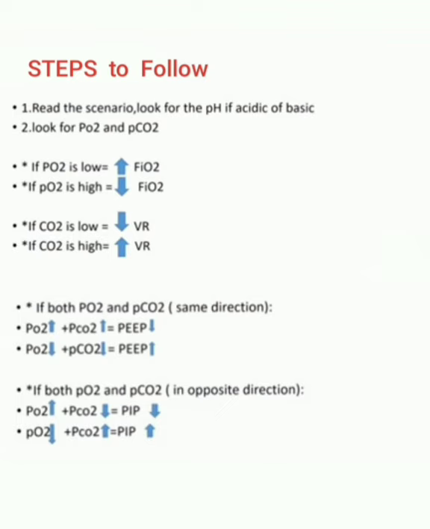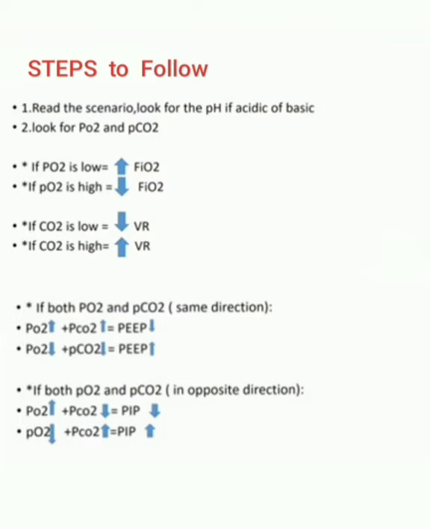Now steps to follow. First step. First we read the scenario, look for the pH if acidic or basic. Remember, first we read the scenario, look for the pH if acidic or basic. Then the second step is look for partial pressure of oxygen and partial pressure of carbon dioxide level.